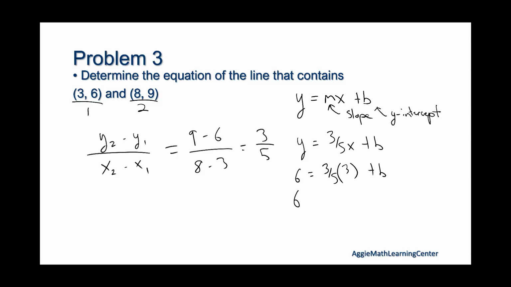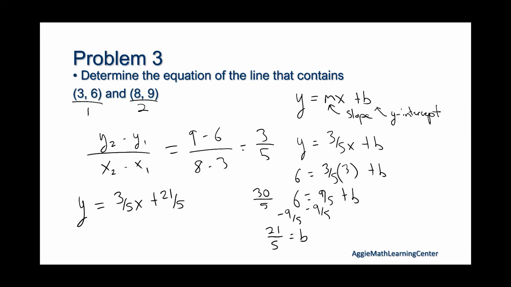So 6 is equal to 9/5 plus b. To solve for b, we subtract 9/5 from both sides, keeping in mind that 6 is the same as 30/5. So we get 21/5 equals b. Now we have that final piece of information, and we can write our final equation as y equals 3/5 x plus 21/5. Okay, good.